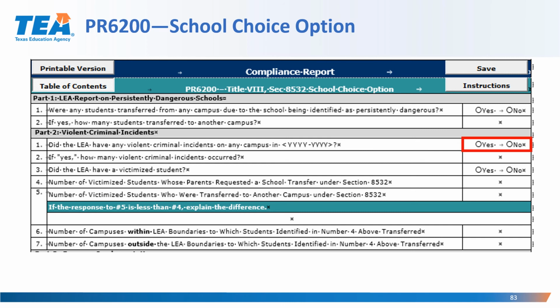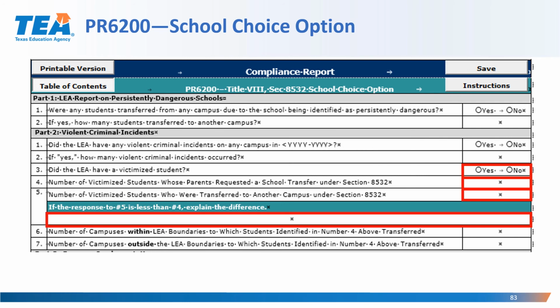In Part 2, the LEA indicates whether it had any violent criminal incident on any campus during the 2020-2021 school year. If yes, how many criminal incidents occurred? Did the LEA have any victimized students? If yes, enter the number of victimized students whose parents requested a school transfer and the number of victimized students who were transferred to another campus. If the number of students who were actually transferred is less than the number of students whose parents requested a transfer, the LEA is asked to explain the difference.